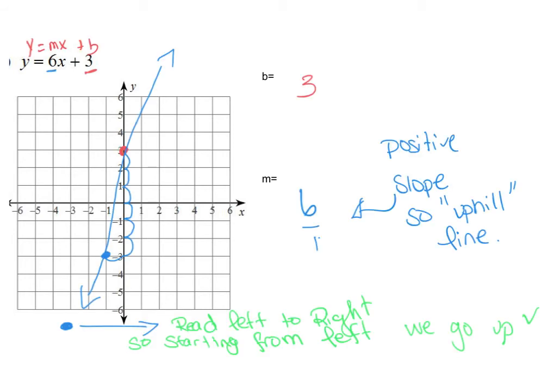So you should have a point plotted at your 0, 3, or your y-intercept 3, and your next point should be -1, -3, because we went down 6 and to the left 1. I cannot go up 6 and to the right 1 because we run out of space on the graph. Remember that this is a positive slope, so we're going uphill, so I should have a line that's going up.